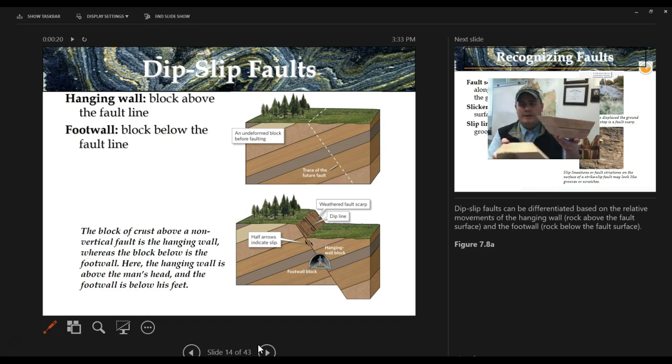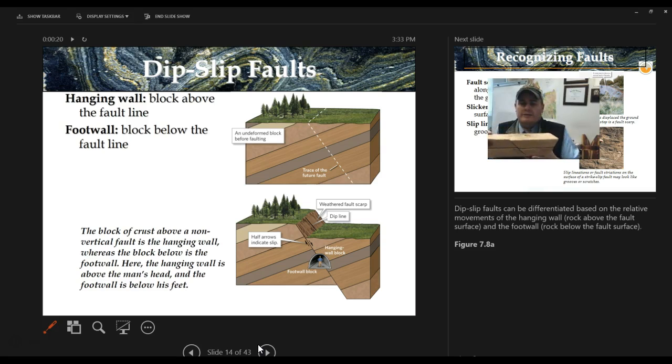We have this block here and the top block here. Okay, the top block, the one that always is on the top of the surface. Faults are always at some kind of an angle usually, and the one on the top is what we call the hanging wall, and the one on the bottom is what we call the footwall.